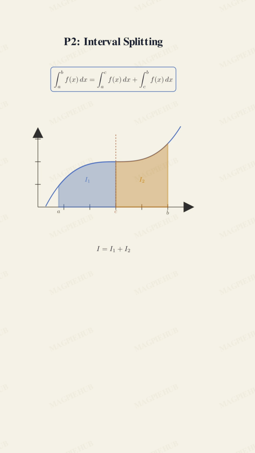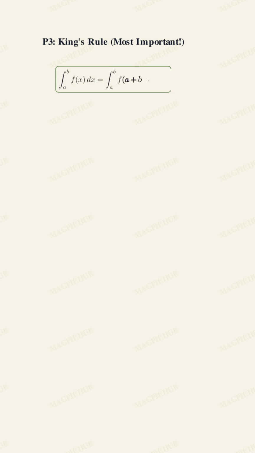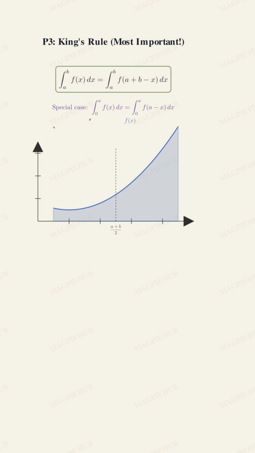This property is extremely useful when the function has different forms in different intervals, or when dealing with absolute value functions. Property 3 is known as King's rule, and is the most important property for JEE.